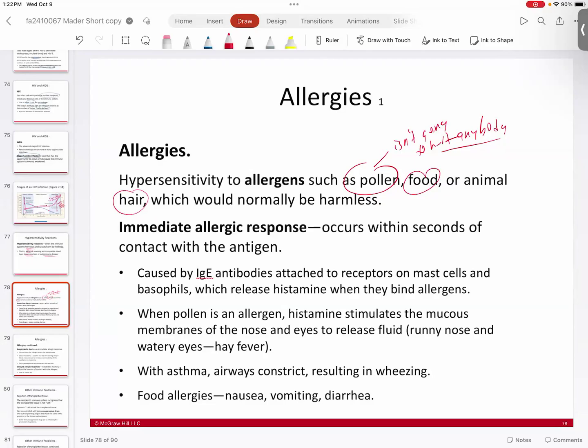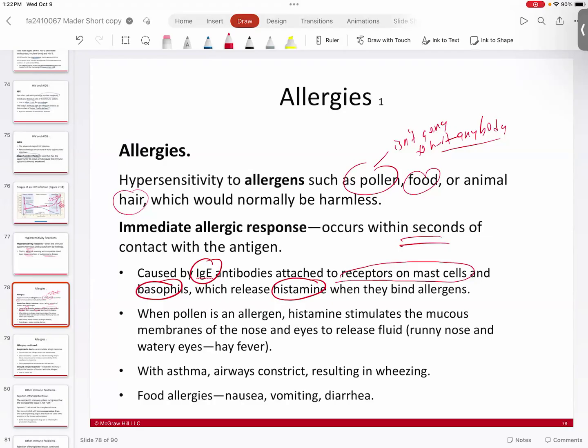And so ultimately, when you have your immediate response, this usually is pretty quick, within seconds of the contact. What's going to happen is your IgEs, remember the IgEs, those are the ones that are basically active, especially when you have allergic reactions, those are going to skyrocket. So those basically will be attached to mast cells and to basophils. And remember, these both are the two cells that release histamine, which is essentially your blood dilator, right?